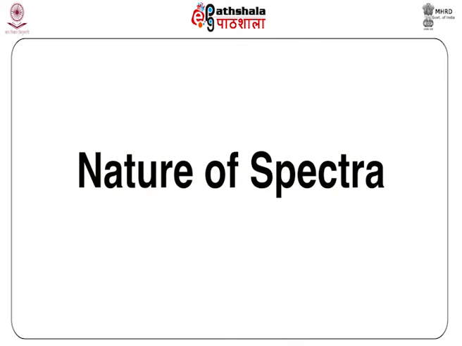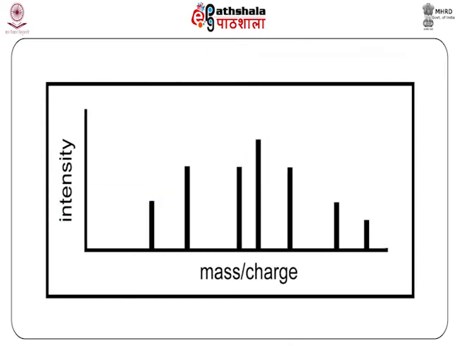Next, nature of spectra. The spectrum is generally shown by a vertical bar graph, wherein each bar denotes an ion having a particular mass to charge ratio, and the length of the bar specifies the relative quantity of the ion. Base peak is defined as the most intense ion, having an abundance of 100.